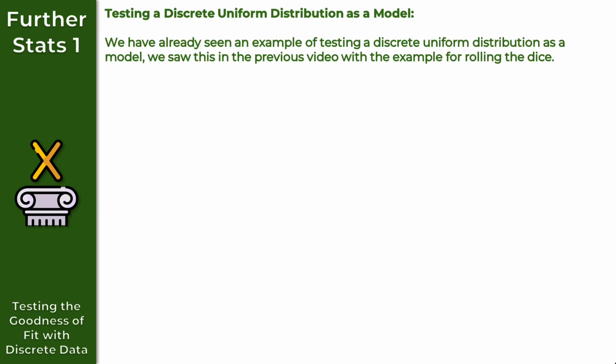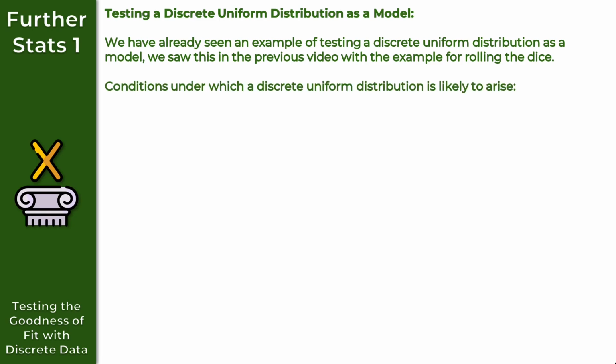Okay. Let's take a look then at testing a discrete uniform distribution as a model. Now, we have already seen an example here of testing a discrete uniform distribution as a model. We did see that in the previous video here for testing a hypothesis, and that was for the example then of rolling the 6-sided dice.